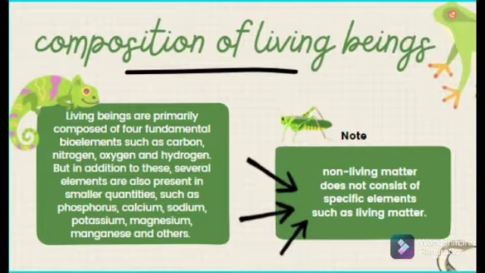Composition of living beings. Living beings are primarily composed of four fundamental bioelements: carbon, nitrogen, oxygen, and hydrogen. But in addition to this, several elements are also present in small quantities, such as phosphorus, calcium, sodium, potassium, magnesium, and others. Note, non-living matter doesn't consist of special elements different from living matter.